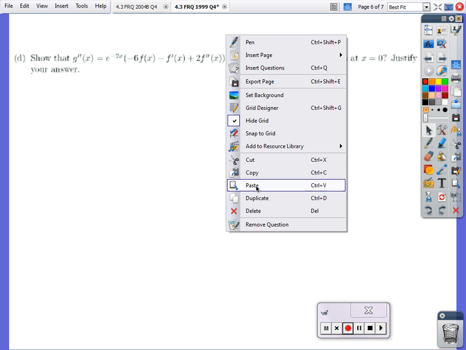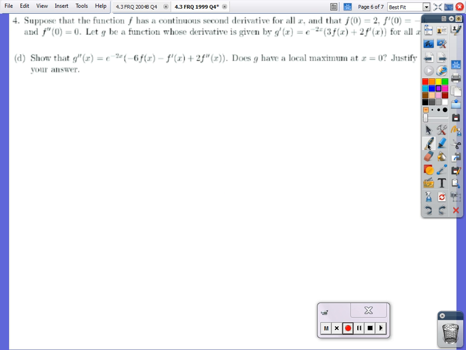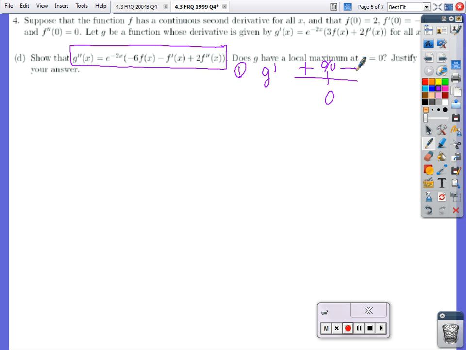All right. So we have the second derivative here. Notice they're asking us for g to have a local max at x equal to 0. So there's two ways that you could have a local max. You could take g prime and show that at 0, the derivative is either 0 or undefined and changes from plus to minus. The second way that we could define a maximum is if we know that g prime at that point 0 is 0, then we would need the second derivative at 0.